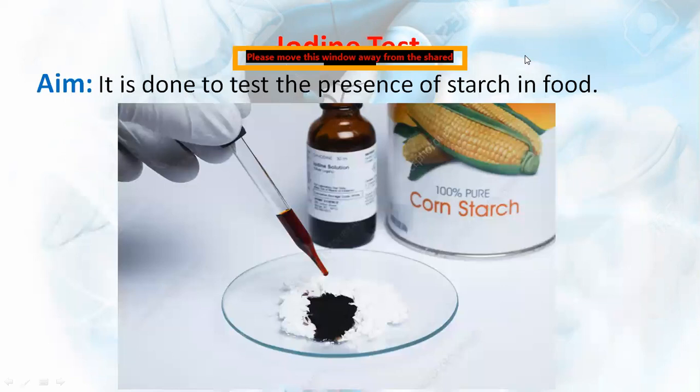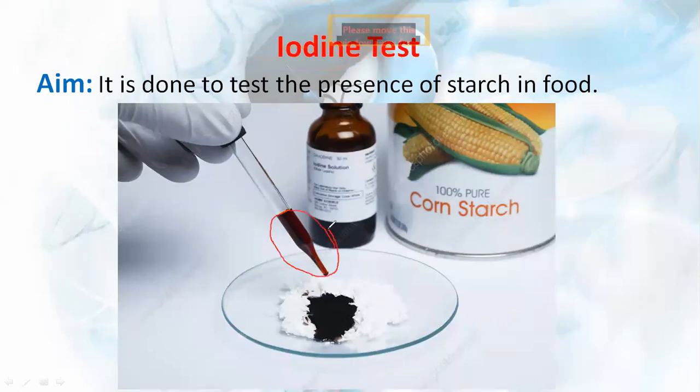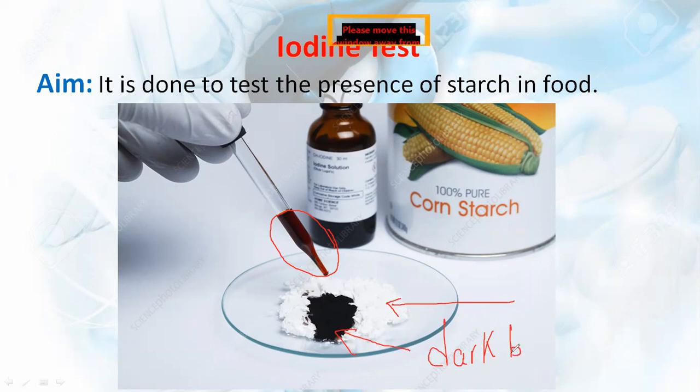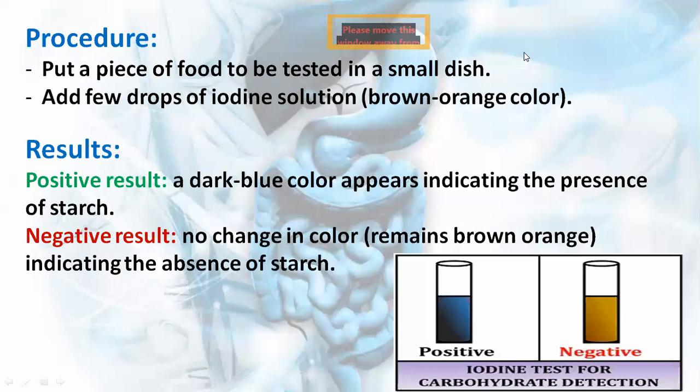Moving now to the iodine test. The iodine test is done to identify the presence of starch. Here, as you see, the iodine solution has a brown, orange, yellow color. Whenever it's added to starch, it will give a dark blue color. If we don't have starch, the solution will remain brown, orange, yellow in color. So this is the second test. The iodine test is done to identify the presence of starch.